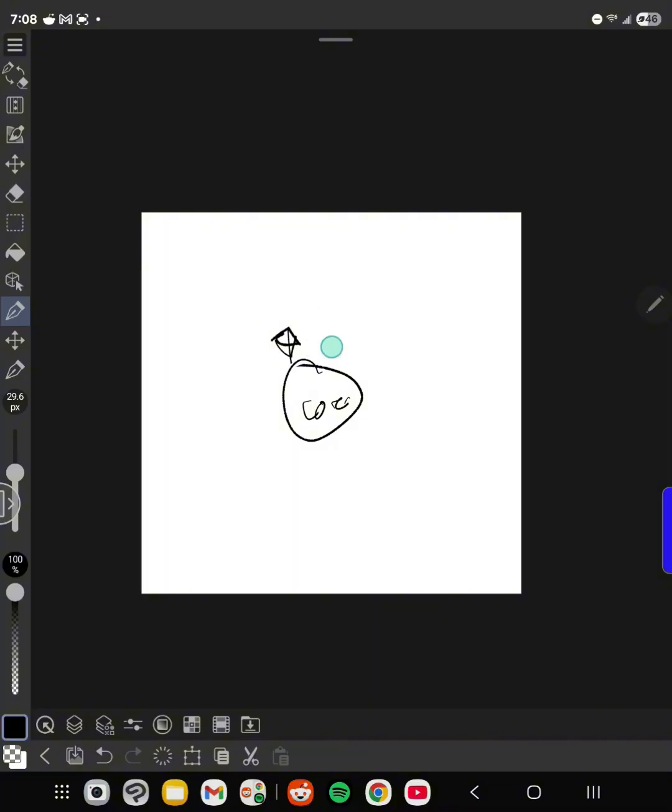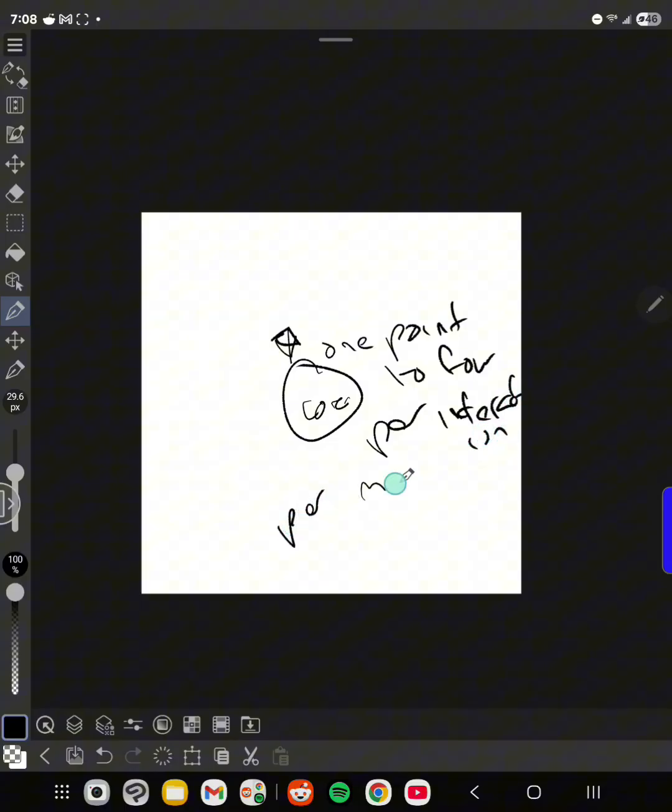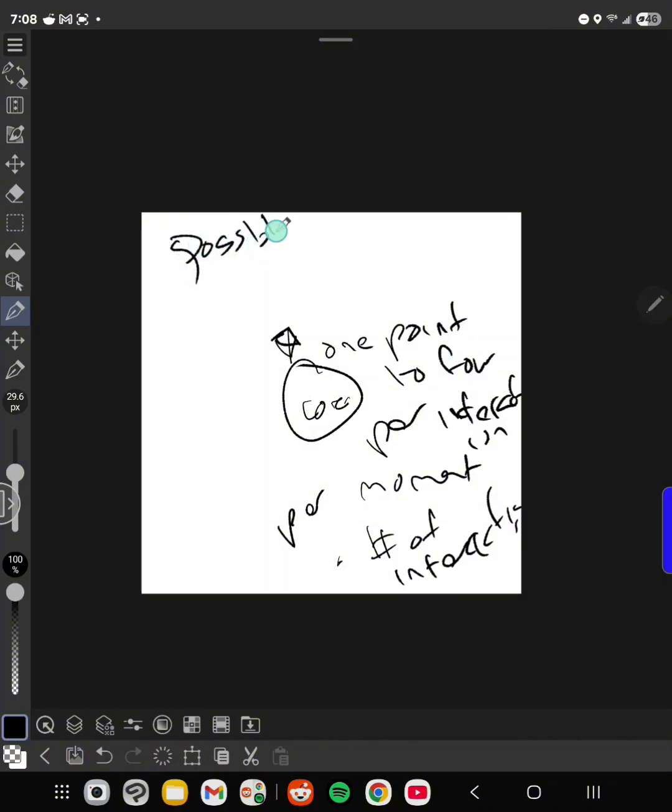So 1.24 per moment per interaction, per moment times number of interactions possible. Okay, interactions possible minus actual loss.